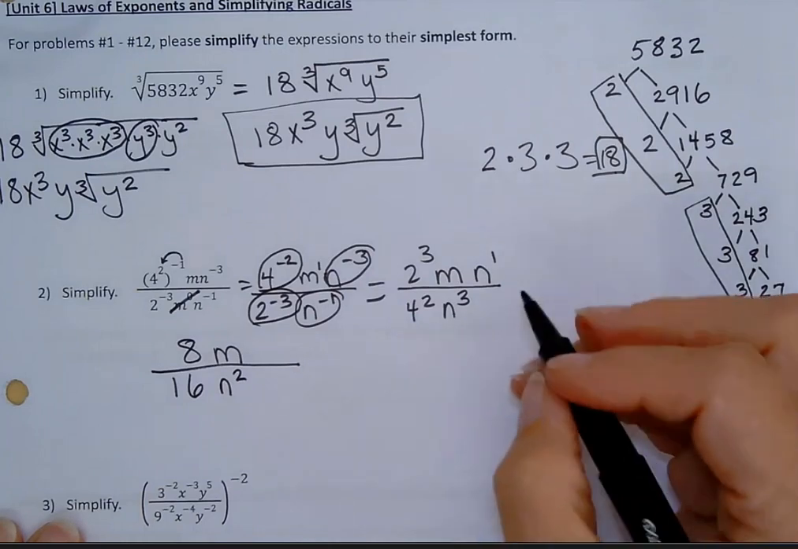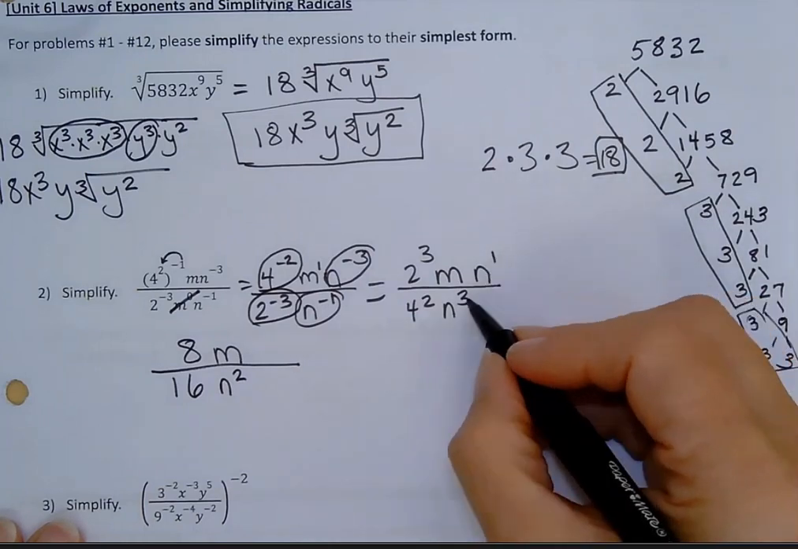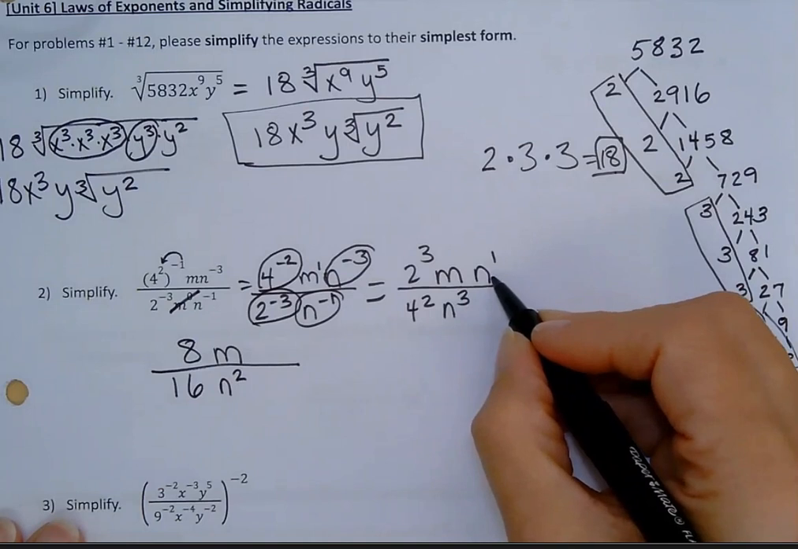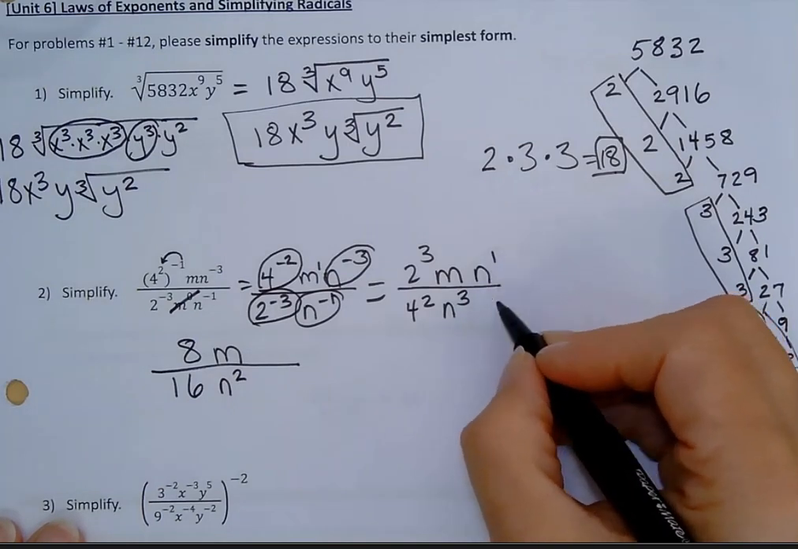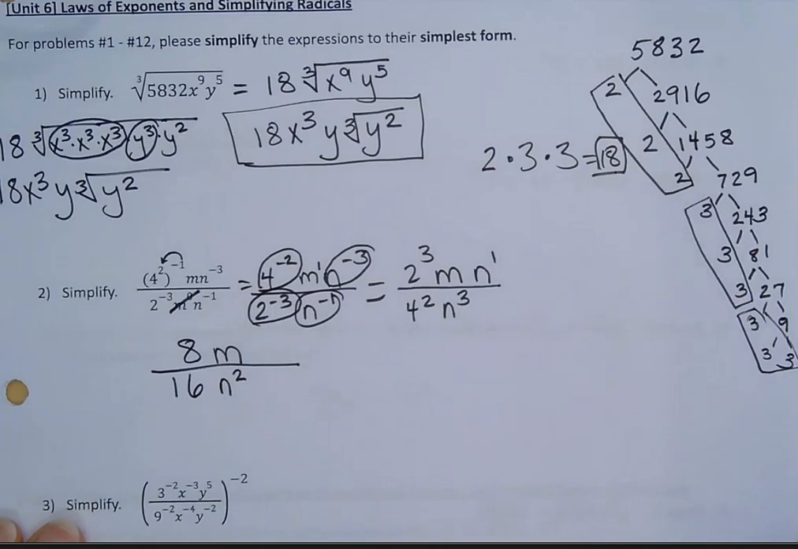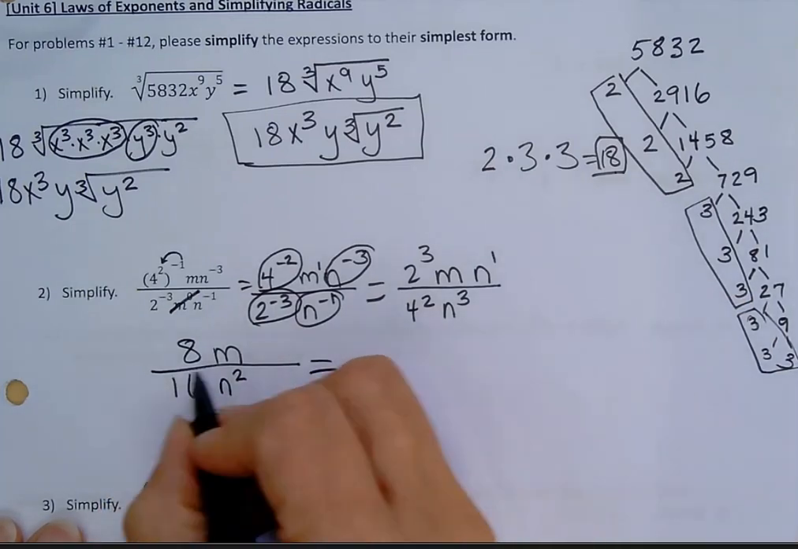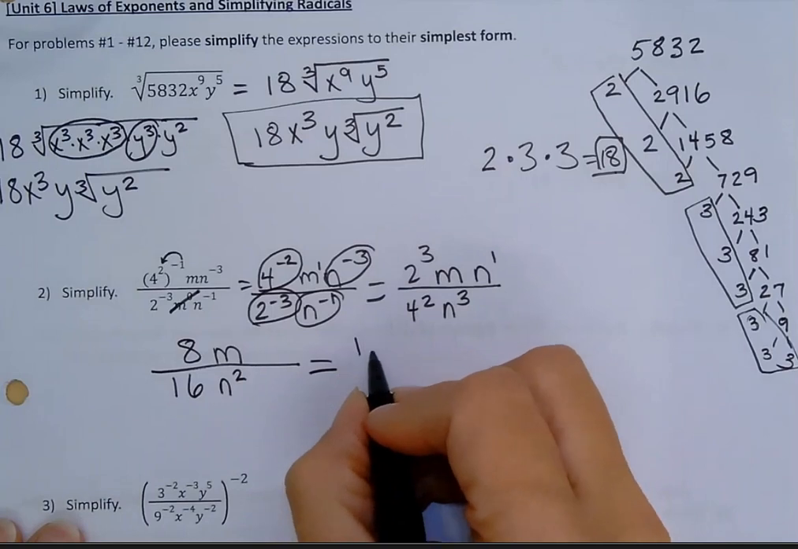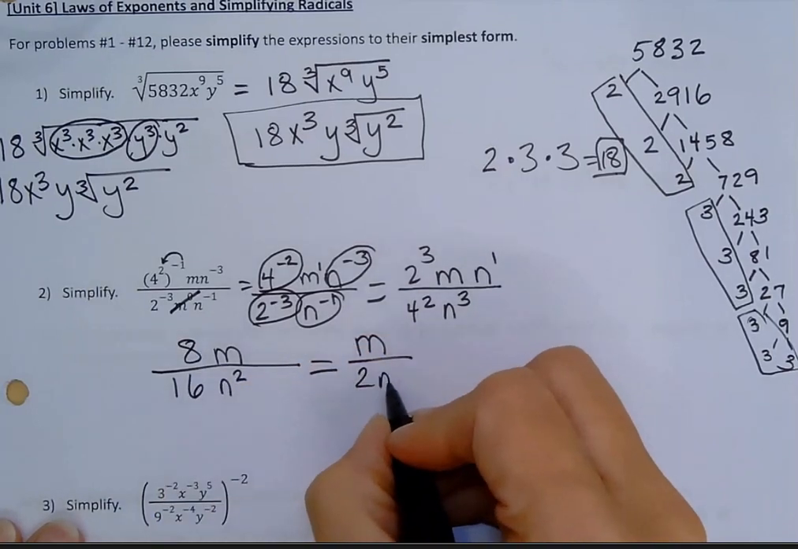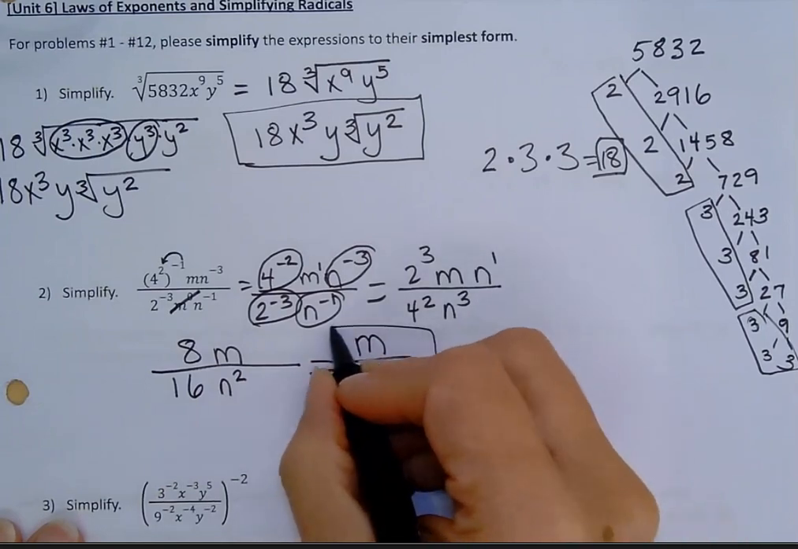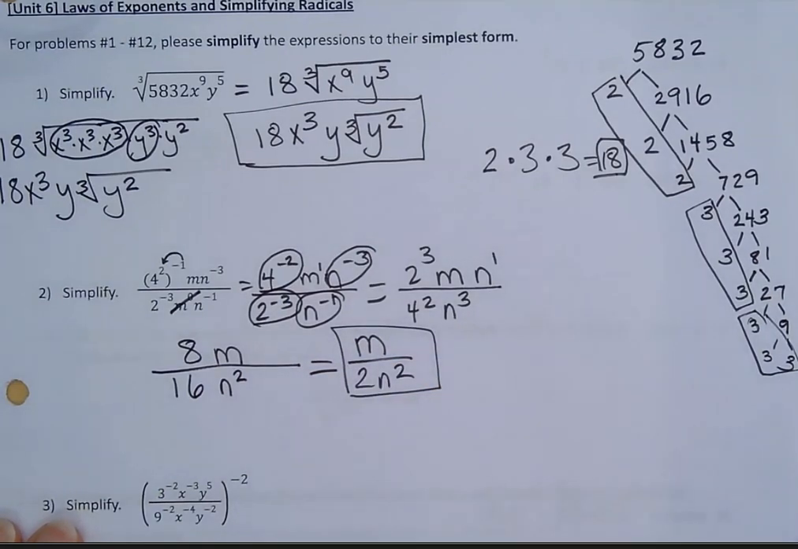Our algorithm said that we say n to the 1 minus 3. So we would get n to the -2. And then we would want to have only positive exponents. So we would move it to the denominator anyway. Okay, I'm nearly done, but I know I can simplify 8/16. So I have 1m over 2n squared. And that is my final answer.